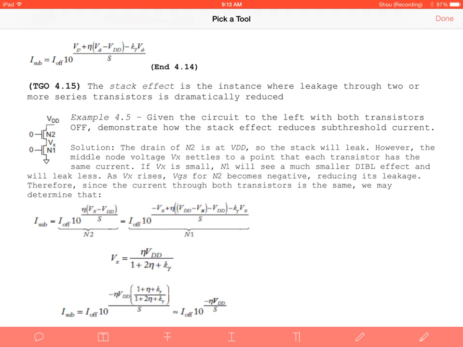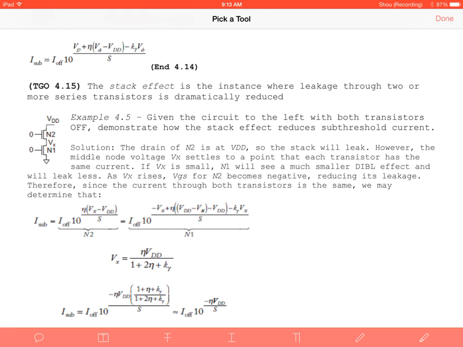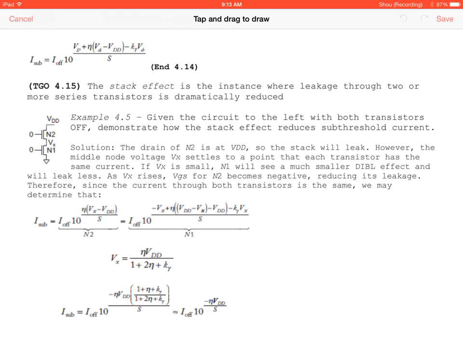So NMOS transistors are designed to pass things from ground to the output. We want to pass a strong zero. We have an instance where we have zeros on the NMOS transistors also. So these transistors are off. They should be cut off. However, we have some sort of sub-threshold current. So the drain of N2 is still at VDD, so the stack will leak. So it's going to have a small leak here.